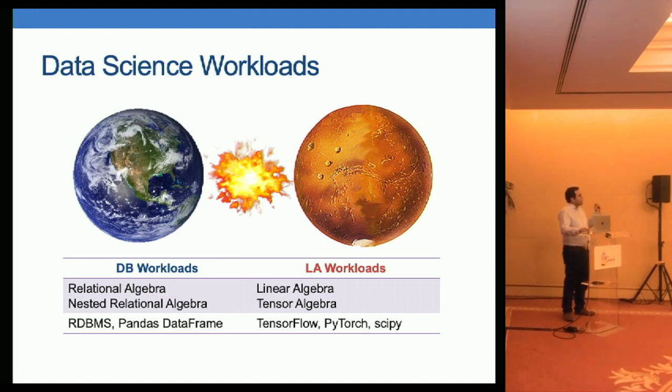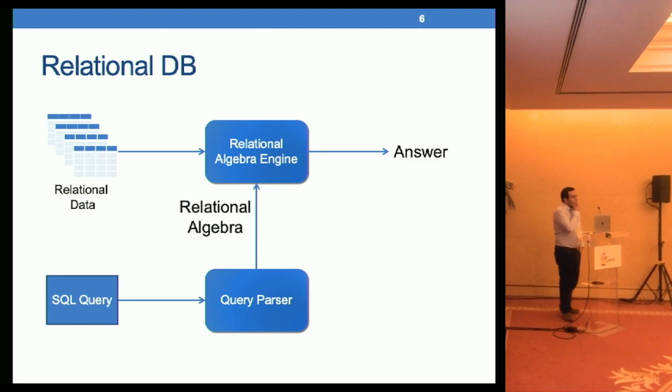Let's zoom in a bit into the systems for each of these workloads. At a very high level, you can think of a relational database system as a compiler. It takes a SQL query as input, parses it, and converts it into a variant of relational algebra. Then there is an engine that knows how to digest the expressions of relational algebra and take relational data, which is basically relations and tables, and then produce the answer.